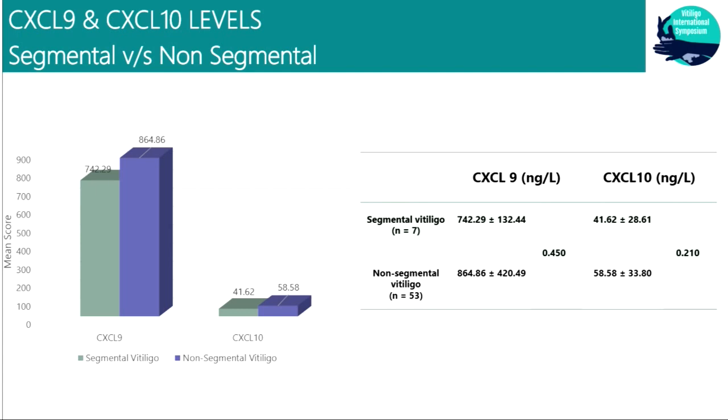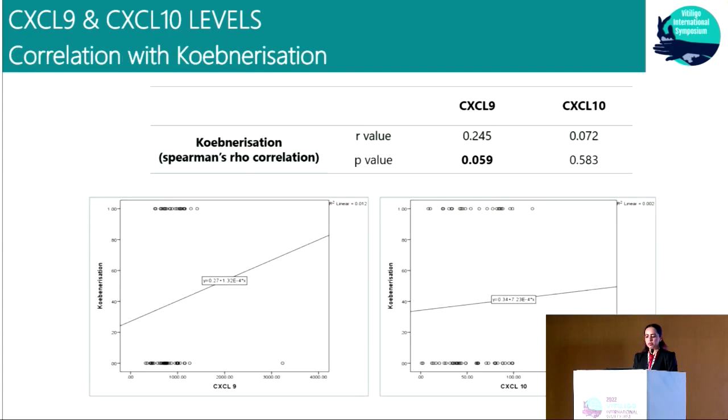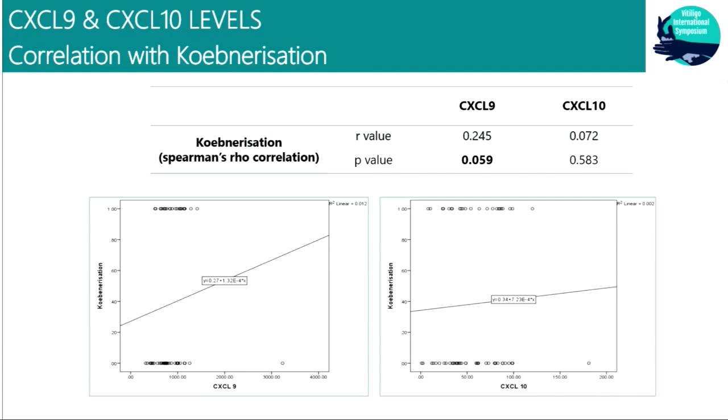Then we compared the levels between segmental versus non-segmental groups, and we found that the levels were higher in the patients having non-segmental vitiligo than in the segmental group. However, there was no statistical significance found between the two. To further correlate, we correlated the levels of CXCL9 and 10 with the clinical disease activity marker, that is koebnerization, and we found a linear correlation just with CXCL9 but not with 10, but it has also missed the level of significance by a very narrow margin.